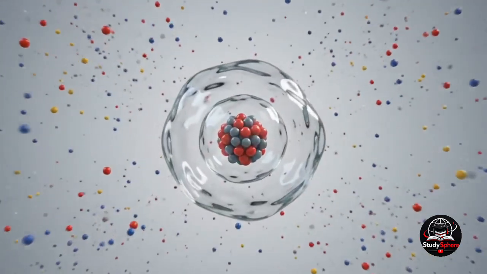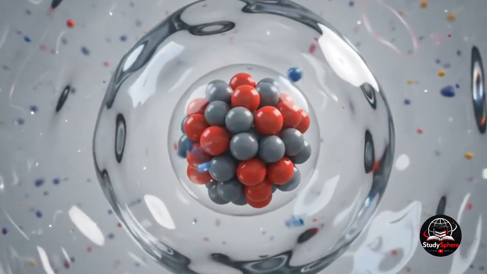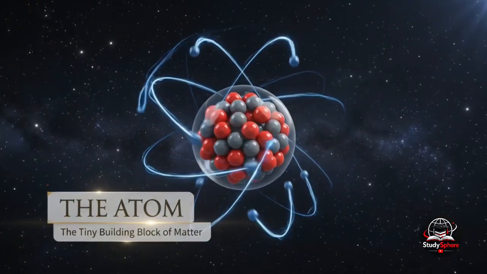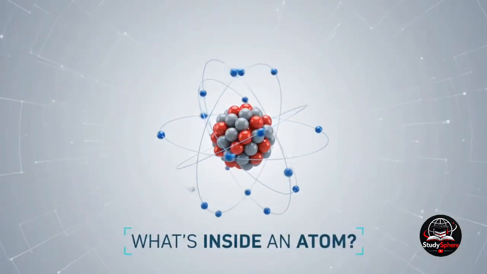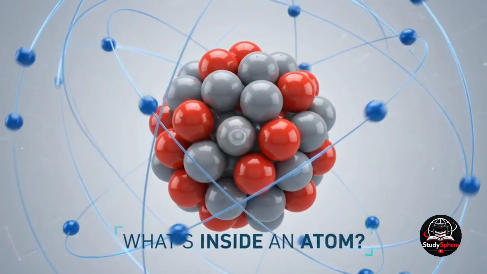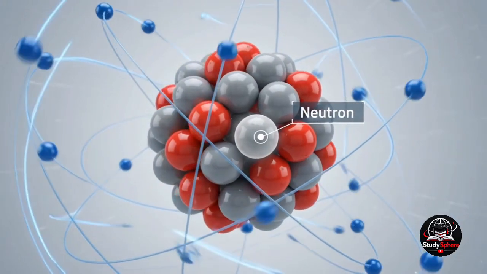Everything around us is made of matter, and hidden inside that matter are tiny building blocks called atoms. But what exactly is an atom? This tiny building block has an amazing structure, made of three main particles: protons, neutrons, and electrons.